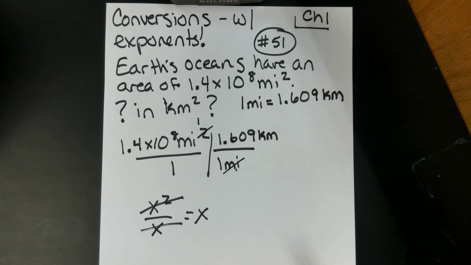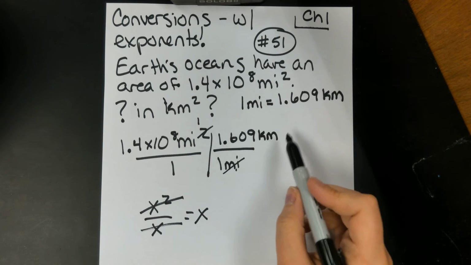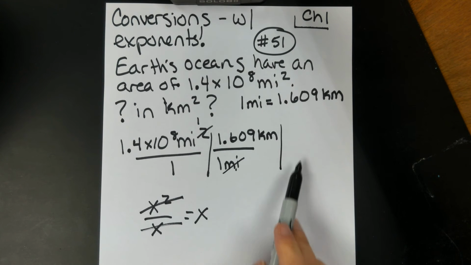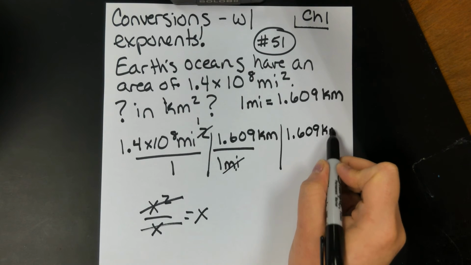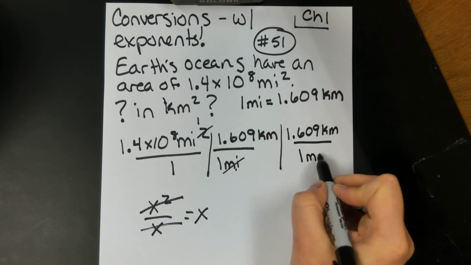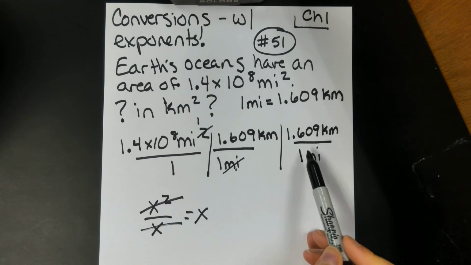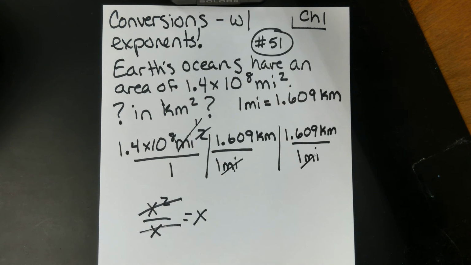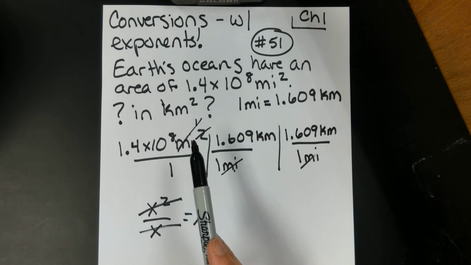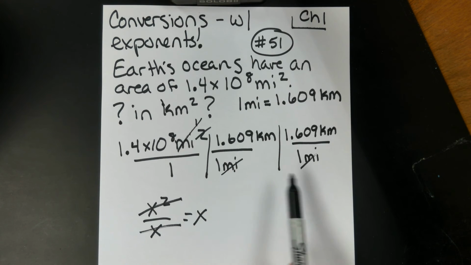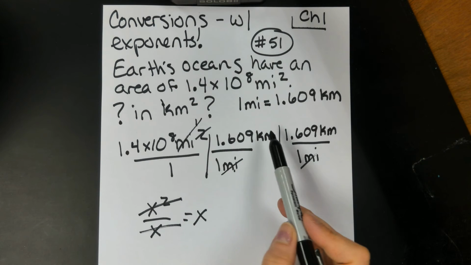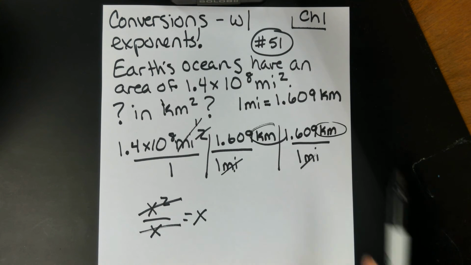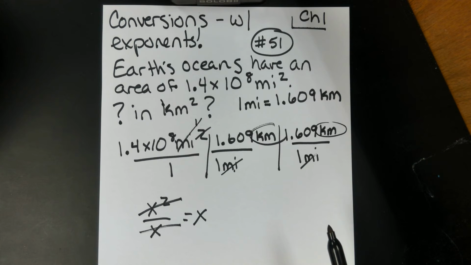So what do I do now? Same thing. I'm going to put miles on the bottom again and kilometers at the top. So I have to do 1.609 kilometers is equal to 1 mile. What's that going to do? Going to cancel out miles, and I'm going to get rid of the rest of those miles, right? So essentially, since I had miles squared at the top here, I had to do miles at the bottom twice, right? And then what's my final unit? I'm going to have kilometer and kilometer times each other, and what's that unit? Kilometer squared.